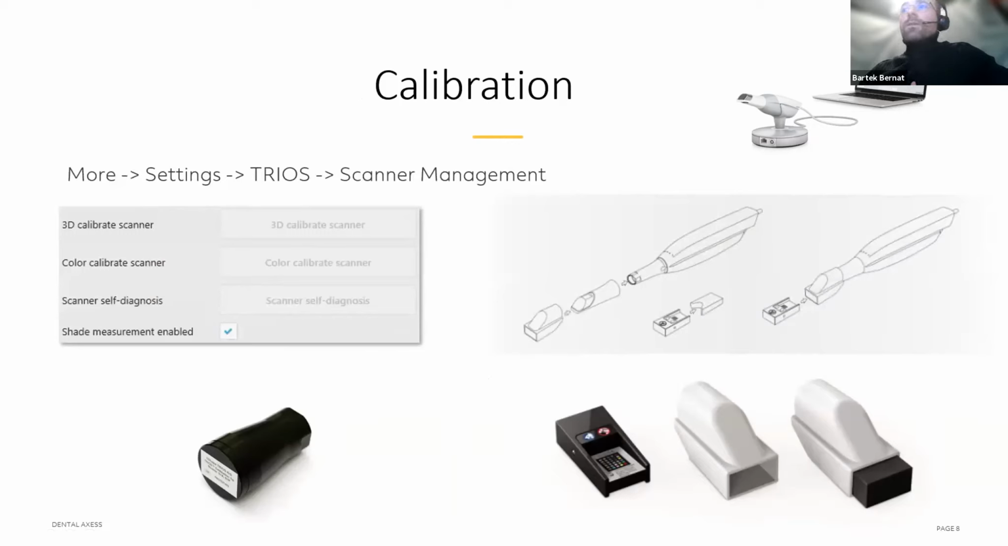On top of those calibrations, you also have something called scanner self-diagnosis, and you're also going to be prompted every week to do so. Please don't skip this either. It's very fast. It takes about 15 seconds and it's done. So every week you need to do three steps. Calibration takes about 30 seconds. Color calibration, maybe a minute maximum. And scanner self-diagnosis takes about 15 seconds. This is what needs to be done every week.